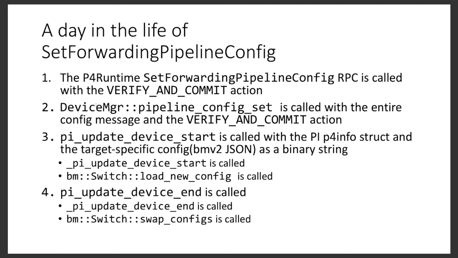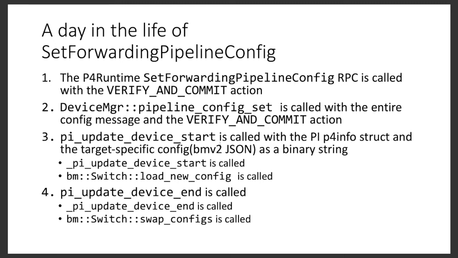So we're going to call the corresponding C++ method in the device manager for that P4 Runtime RPC. The parameters are going to be the same, nothing else changes. And then we're going to call directly PI update device start, which is the equivalent, once again, PI function for SetForwardingPipelineConfig. This function has been there for a while. It predates P4 Runtime.